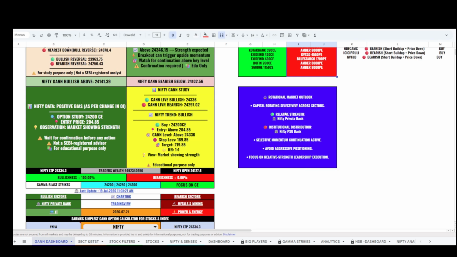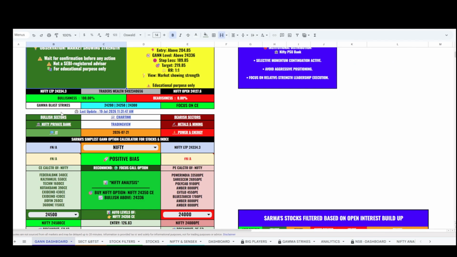Then we can also see the rotations, that is, indices rotations or sector rotations. In the sector rotations, you can see the relative sector is Nifty Private Banks, and institutional distribution is in Nifty Public Sector Banks. Then we have all the information.